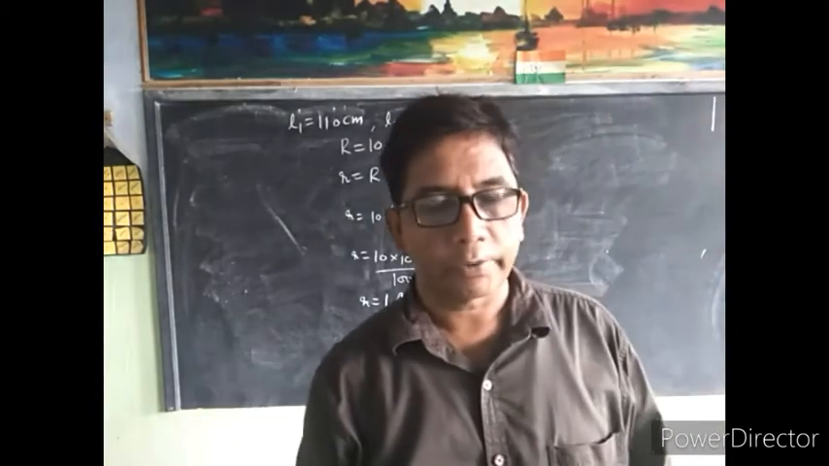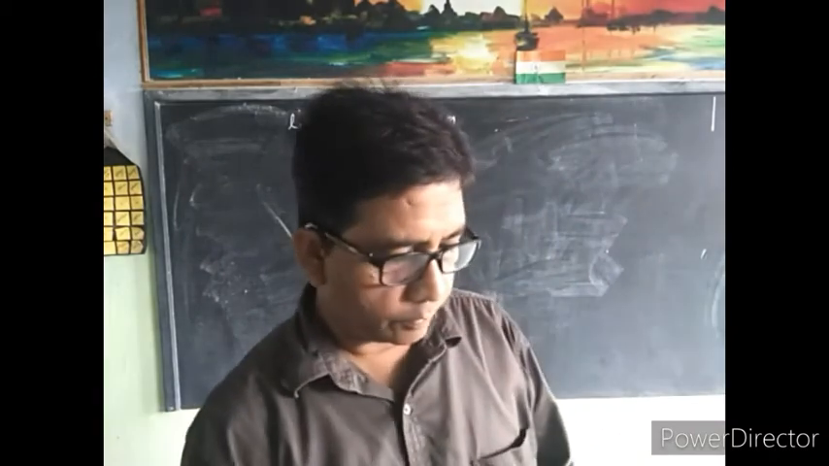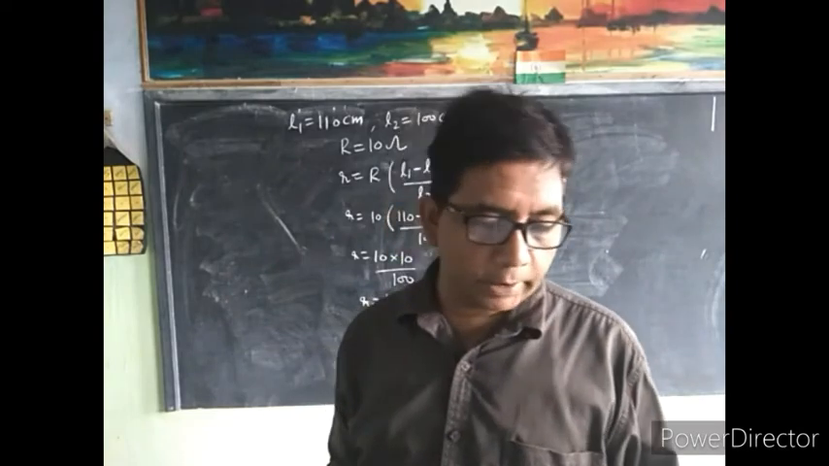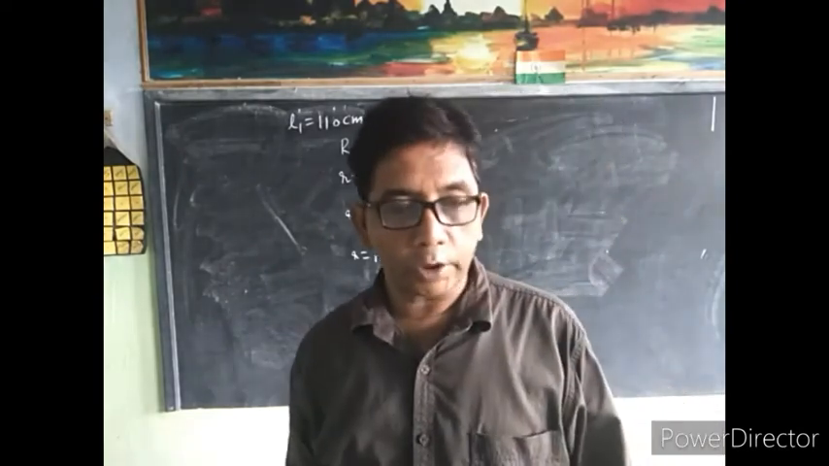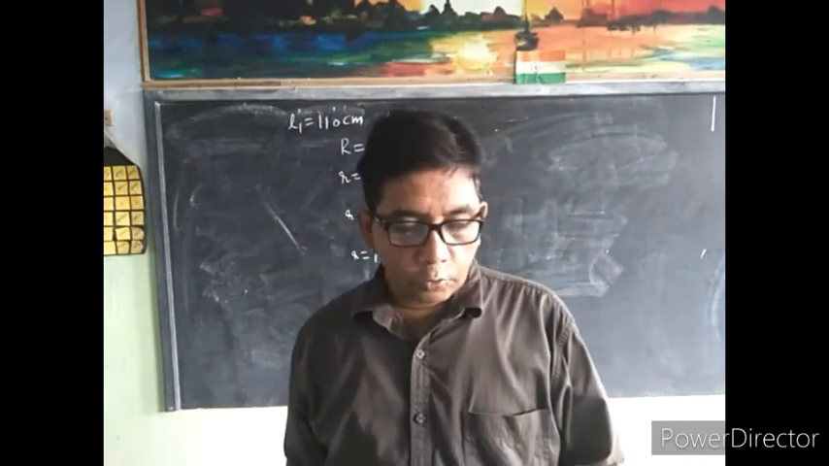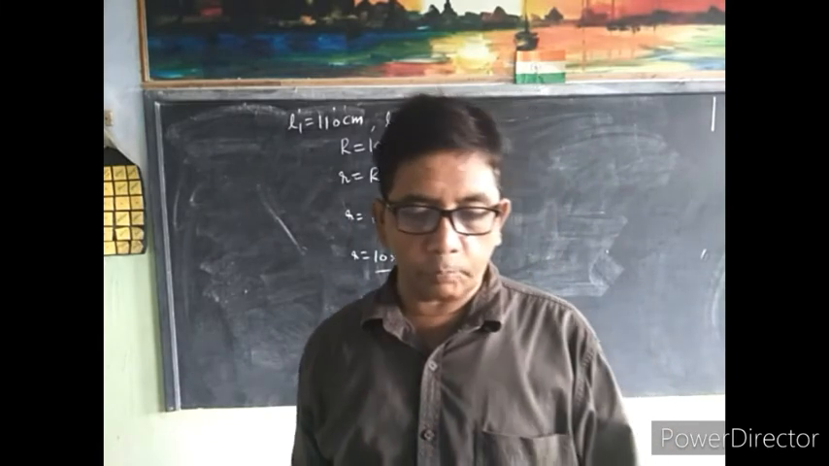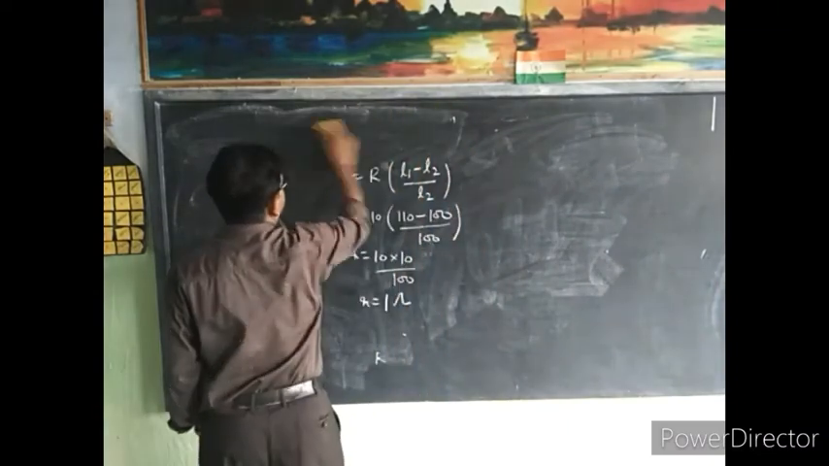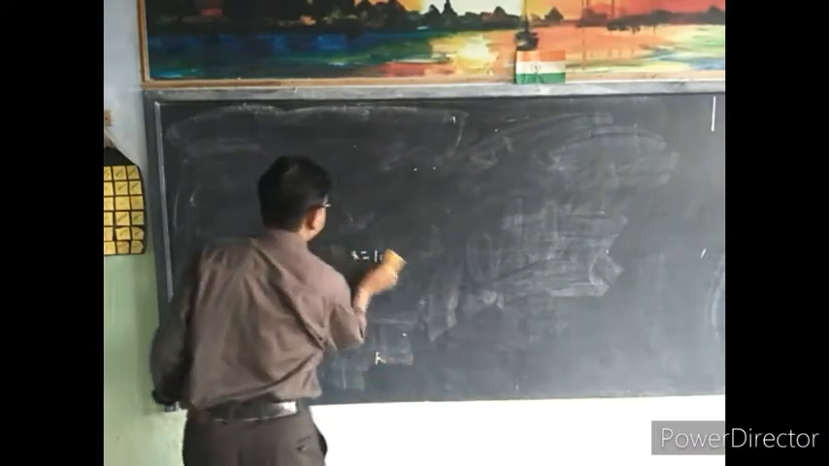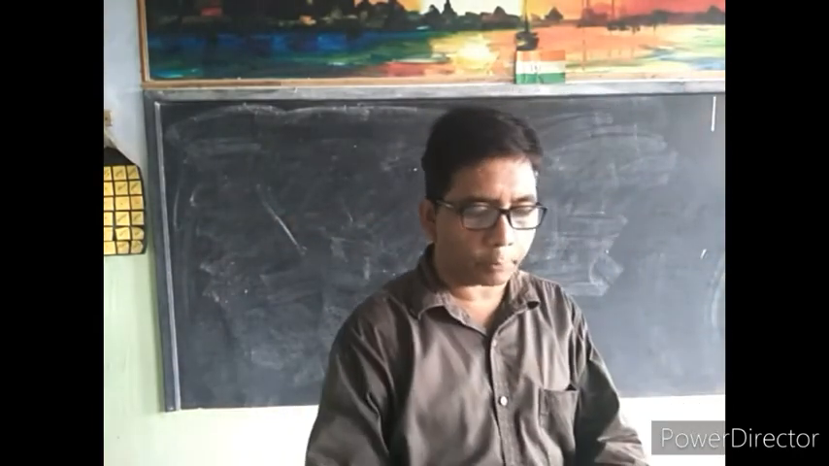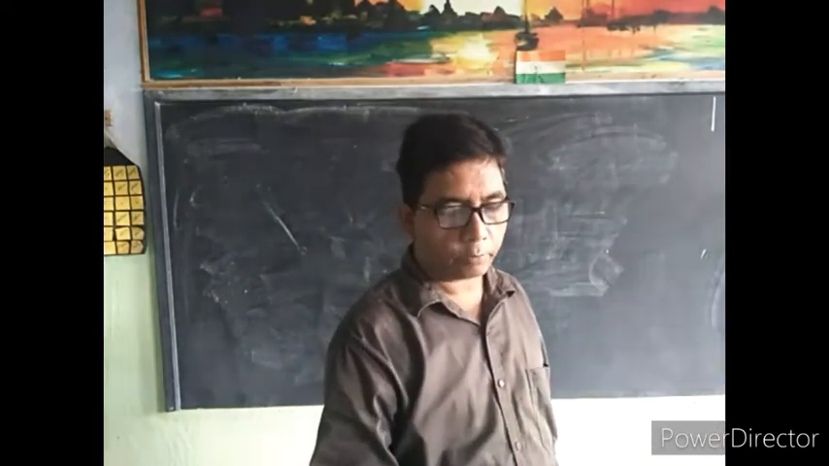Now next question: the EMF of a cell used in the main circuit of potentiometer should be more than the potential difference to be measured. Why?